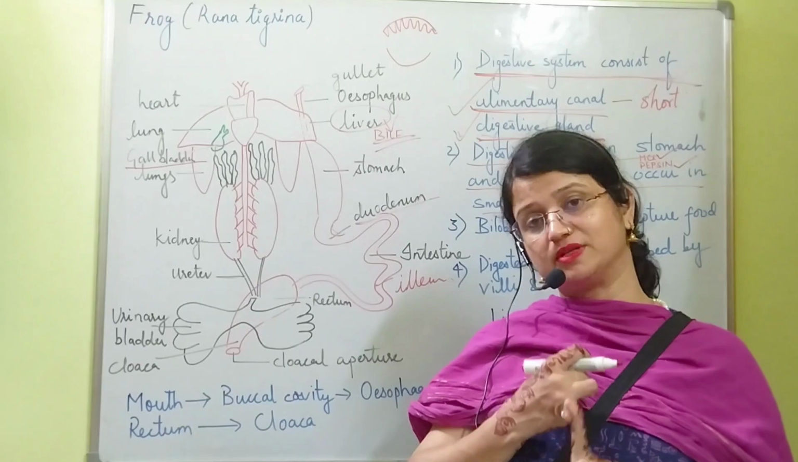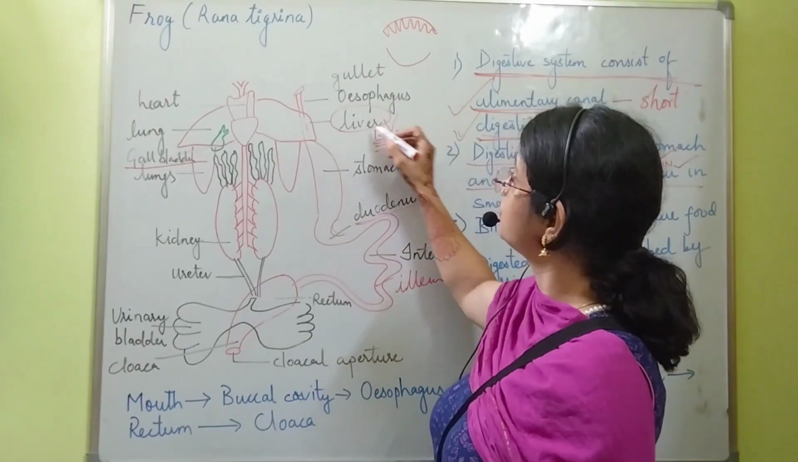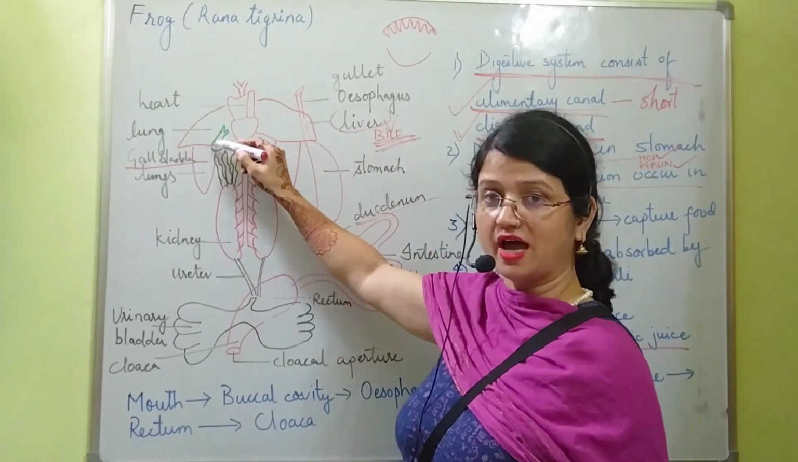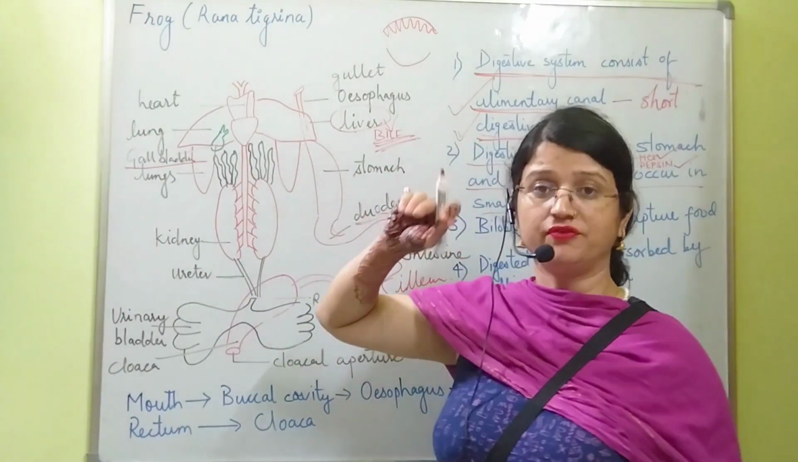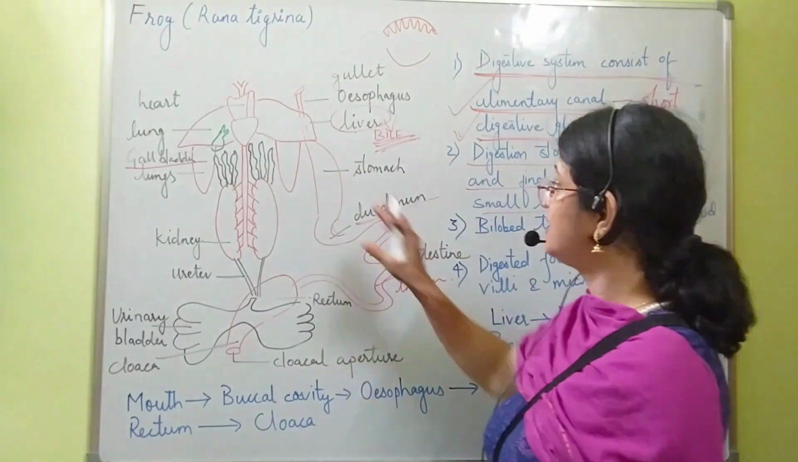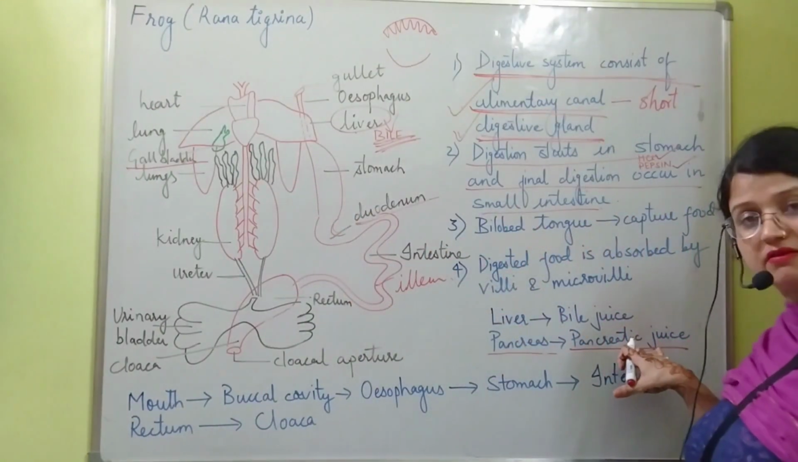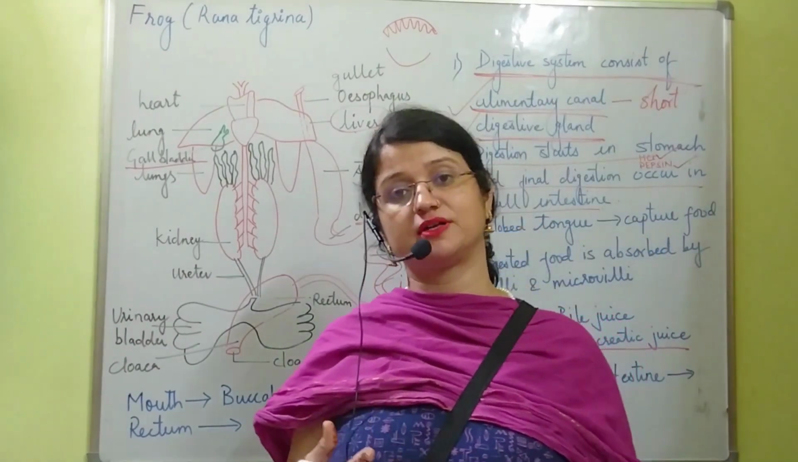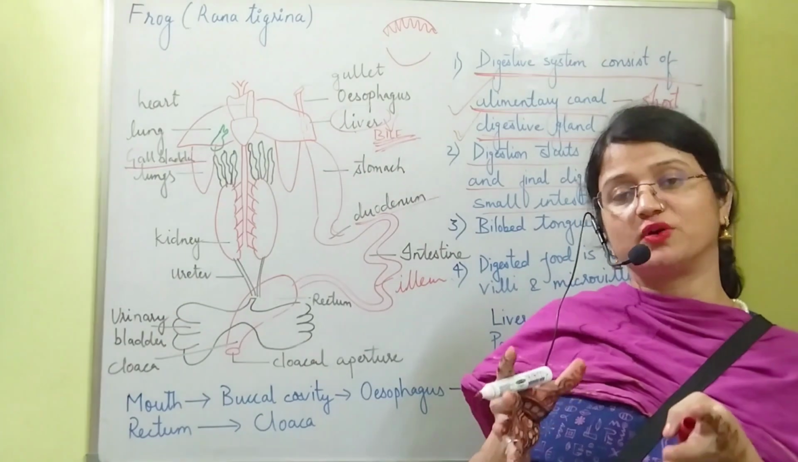So for the emulsification of fats, what is required? Bile is required, which is produced by the liver and is stored in the gallbladder, and it is released into the intestine with the help of a duct. Similarly, here we have pancreas, and the pancreas produces the pancreatic juice, which is required for the digestion of carbohydrates and proteins. After the complete digestion, what happens?